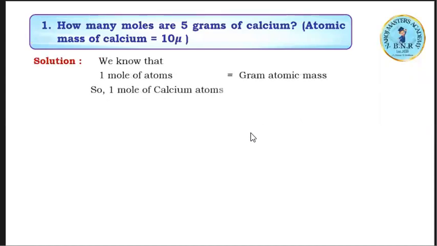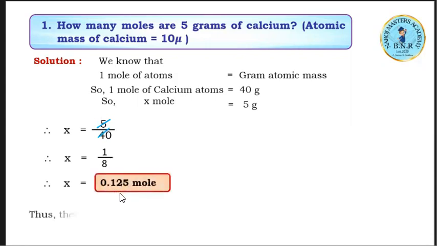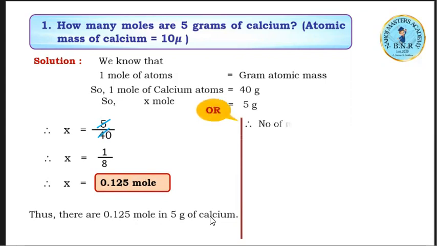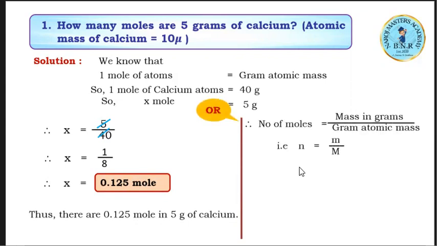So you can see the procedure here, how to write, how to find. 1 mole of calcium is equal to 40 grams, then X mole is equal to 5 grams. So you'll get 1 by 8 here. So X is equal to 1 by 8 value is 0.125 moles. Thus, there are 0.125 moles in 5 grams of calcium. So this is another way to find. Number of moles is equal to mass in grams by gram atomic mass. Given is 5 grams and the gram atomic mass is 40.